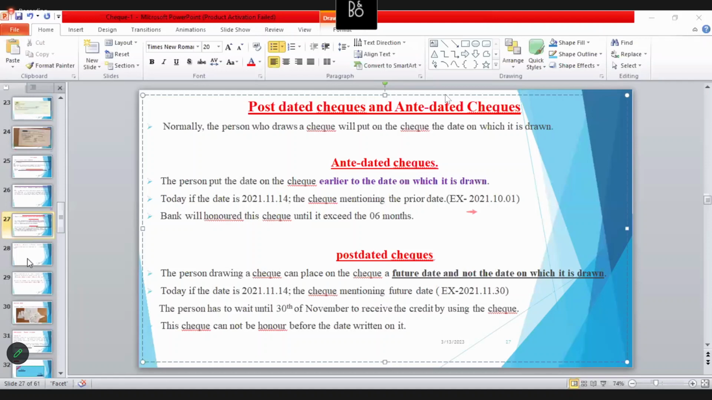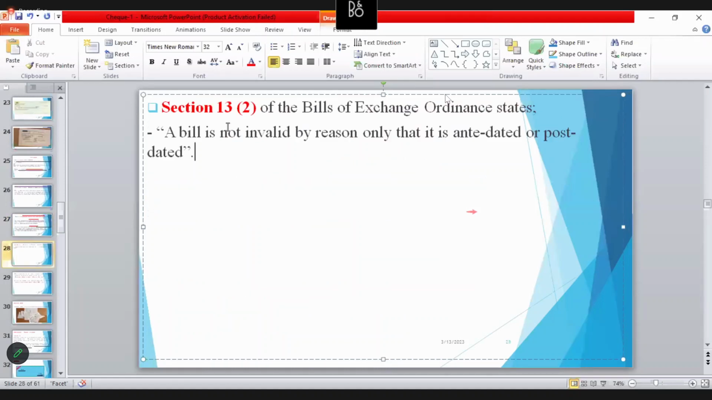Section 13, subsection 2 of the ordinance says that a bill is not invalid by reason only that it is antedated or postdated. If the check has an earlier date or a future date, you can't invalidate the check by reason of the earlier or later date. The check is still valid. If it bears a future date, the person holding the check has to wait for that particular time.